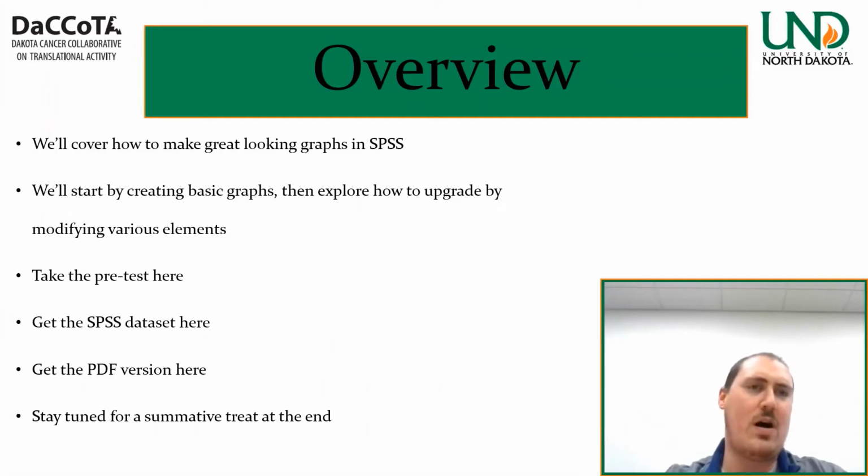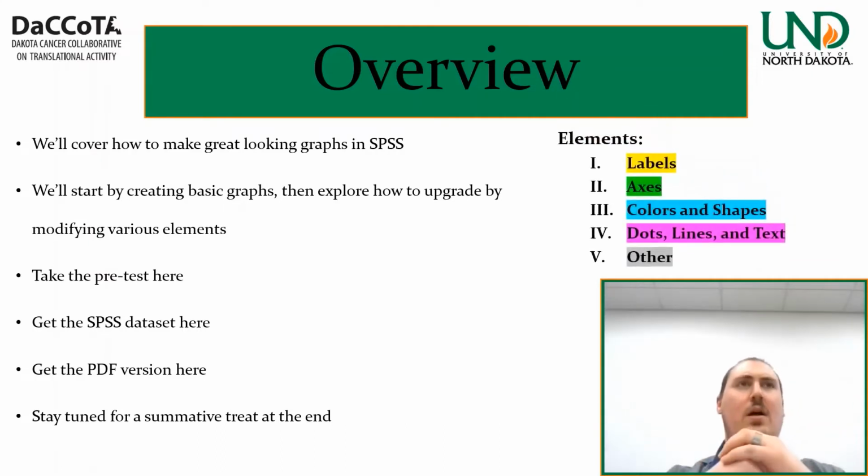Like we did for R and SAS, we'll cover how to make great looking graphs in SPSS now. And we'll start by creating basic graphs and then exploring how to upgrade them by modifying various elements. We've already done that in the two previous talks. The 5 elements I'll look at are labels, axes, colors and shapes, dots, lines and text, and then other.